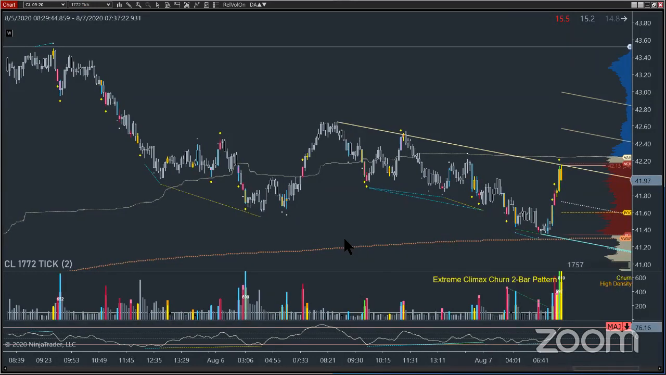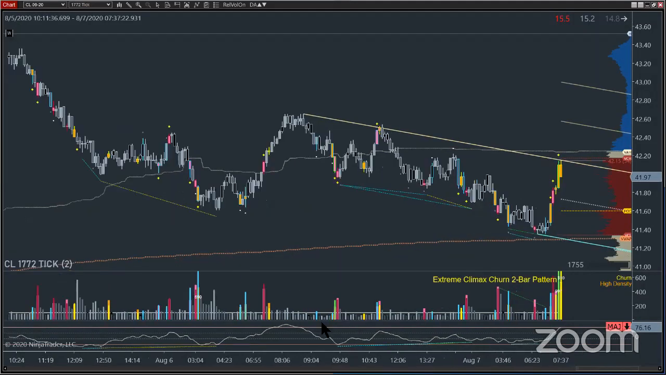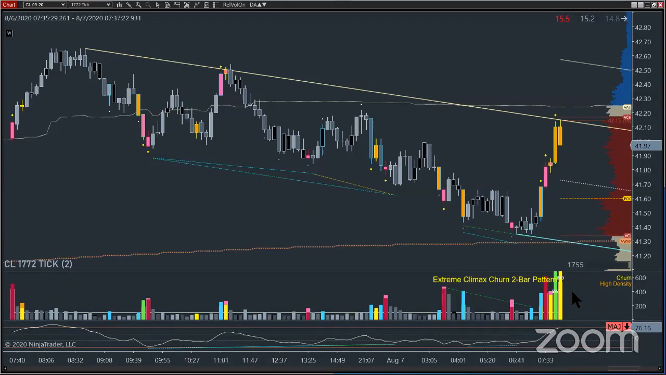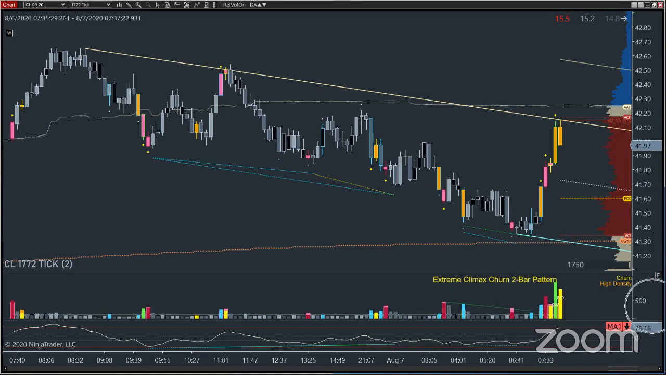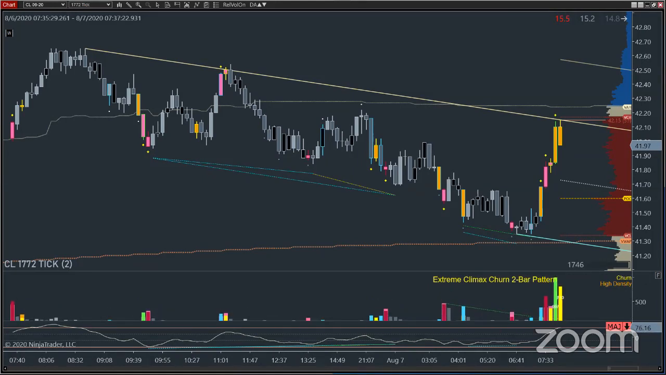And anytime you've got a big 2-bar pattern like that, look at that 2-bar pattern. That churn bar is even higher volume. No, not quite. It looked like it was, but I was going to say it was even higher volume than the preceding extreme density churn. But that's pretty high for the tick 2, although the tick 2 needs to be adjusted. It needs to be made a little bit larger.